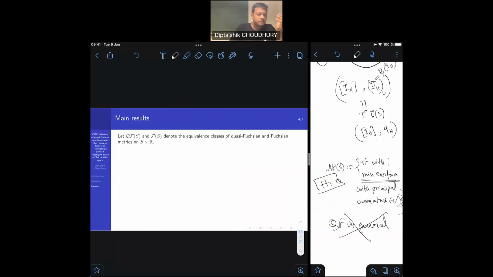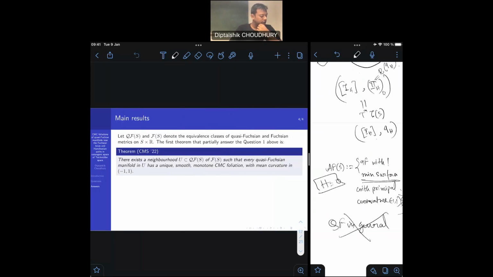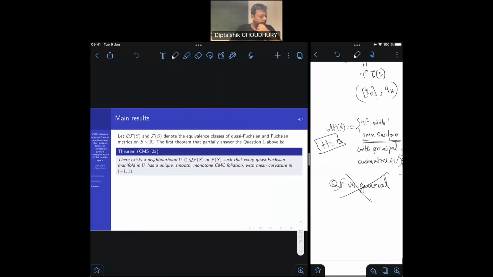So what you want to do is call QFS and FS the equivalence classes of quasi-Fuchsian and Fuchsian metrics. And the theorem that answers question 1 above partially is that there exists a neighborhood U of the Fuchsian locus inside the quasi-Fuchsian space, such that every quasi-Fuchsian manifold there is foliated by CMC surfaces. A picture would be something like, if this is the quasi-Fuchsian space and this is the Fuchsian locus, then you have a neighborhood which is contained in this almost Fuchsian locus as well, and this neighborhood we are claiming contains CMC foliations. Every quasi-Fuchsian manifold in this neighborhood contains a CMC foliation with values of the mean curvature ranging in -1 and 1.